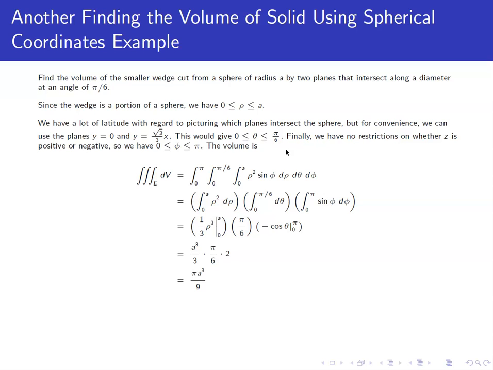So again, if we think about our phi rotating from the positive z-axis downward towards the xy plane, phi can go all the way from the positive z-axis to the negative z-axis, or from 0 to pi.